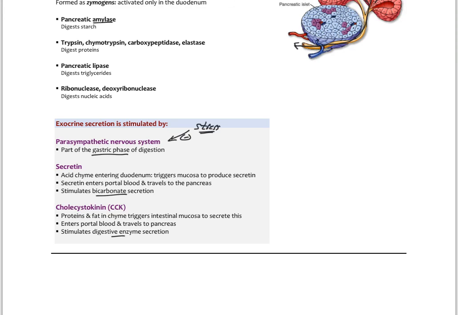Okay, so that's a little intro to the pancreas and the exocrine pancreas. In the next video, we'll look at the endocrine pancreas, insulin, and glucagon in more depth.